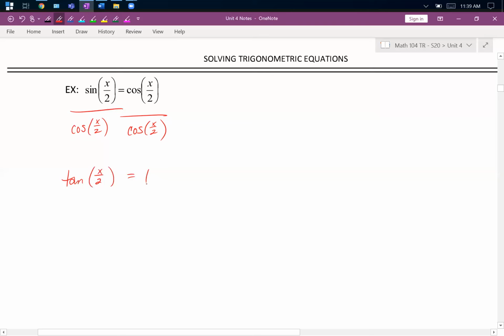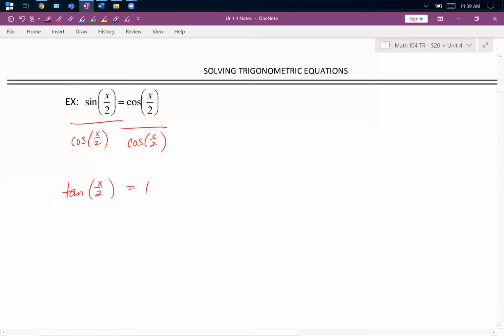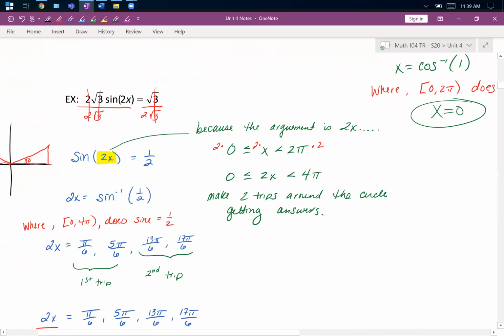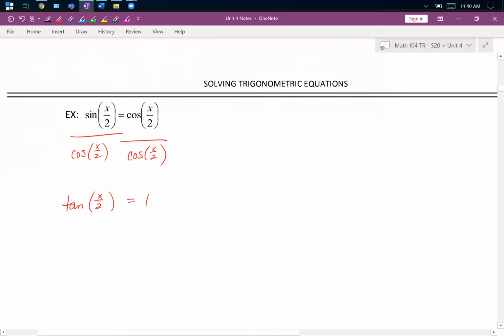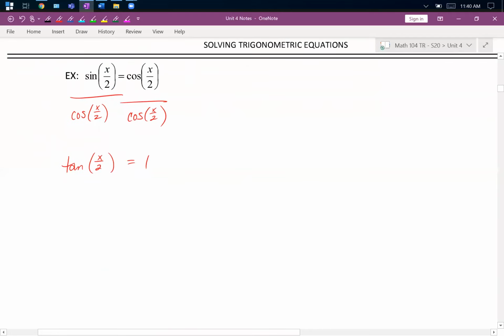All right, so we could use our half angle formula and turn it into the square root of 1 minus cosine over 1 plus cosine. Or we could do what we just did in this previous example here, that our argument was 2x, so we went twice around the circle. Here, we could keep our argument as x over 2 and just go halfway around the circle. And then I'll do it the other way too, because I'm not sure how many people would have thought to do this.